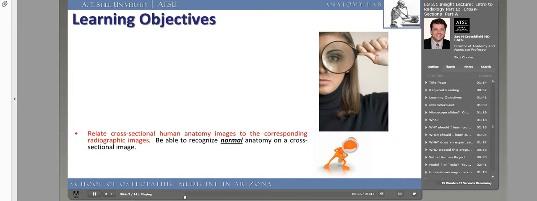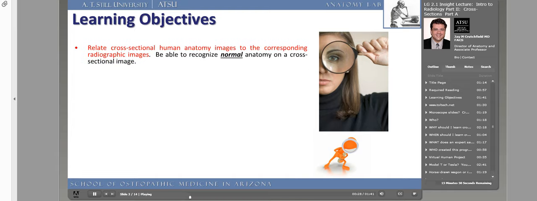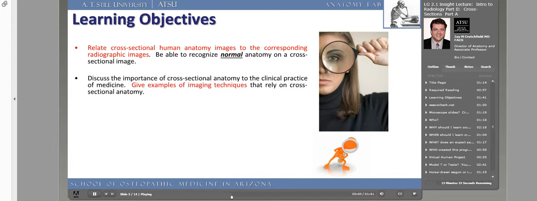You'll need to be able, at the conclusion of your first year of medical school, that's a year away, to relate cross-sectional human anatomy images to the corresponding radiographic, CT scan, MRI, ultrasound, and mammographic images which you'll encounter. You'll need to discuss the importance of using cross-sectional anatomy to the clinical practice of medicine and give examples of imaging techniques that use and rely on cross-sectional anatomy.